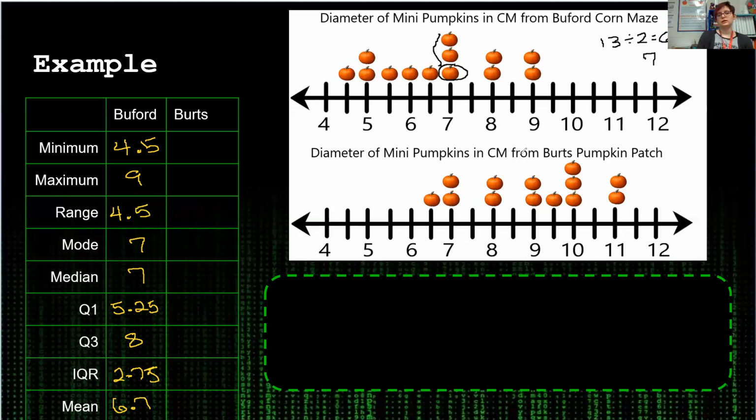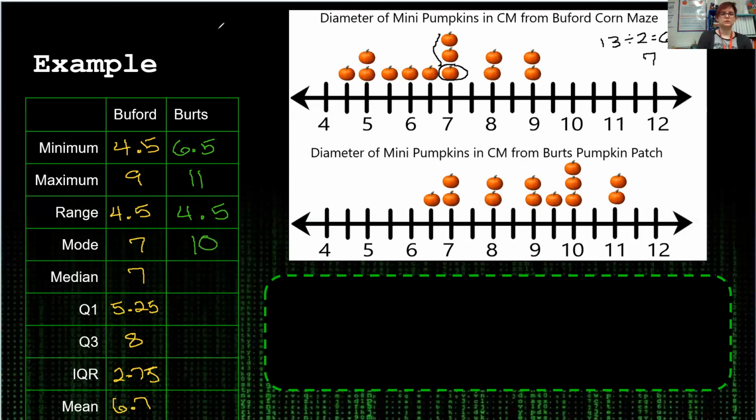And just by looking, I can see Burt's has more pumpkins in the higher range. So I'm going to make a prediction that Burt's pumpkin patch will give me a larger pumpkin. So let's find out. So the minimum pumpkin is 6.5 centimeters. The maximum size of a pumpkin measured was 11 centimeters. That gives us a range also of 4.5. So they have the same range, which is interesting. The mode, the one we have the most of, is 10 centimeters.